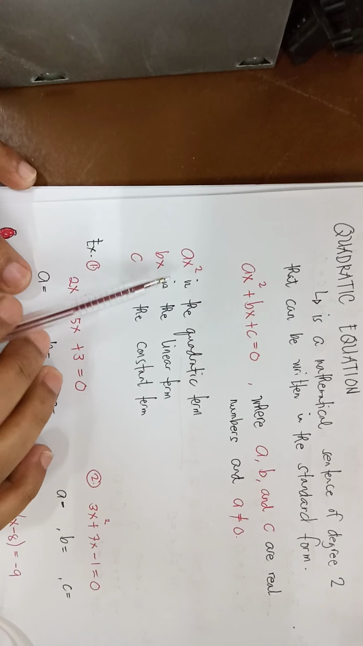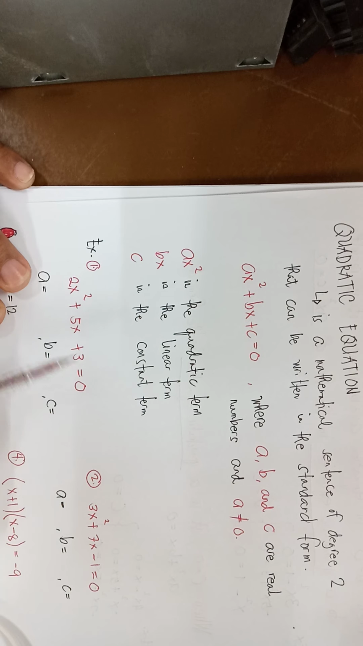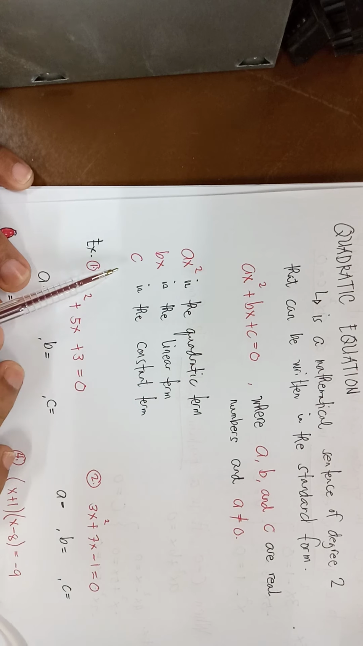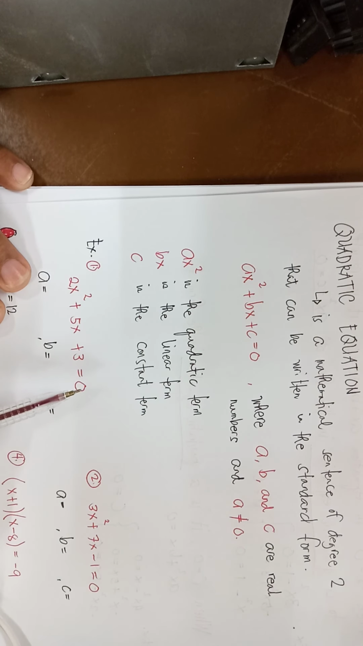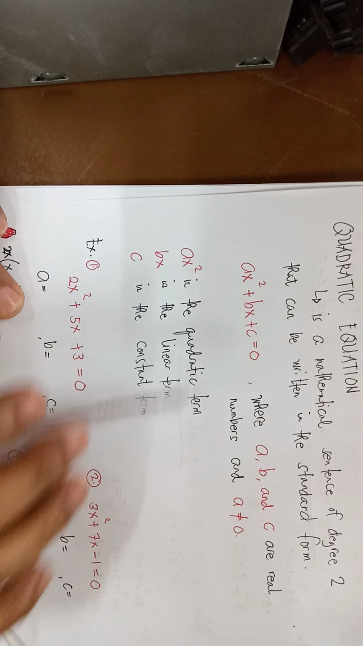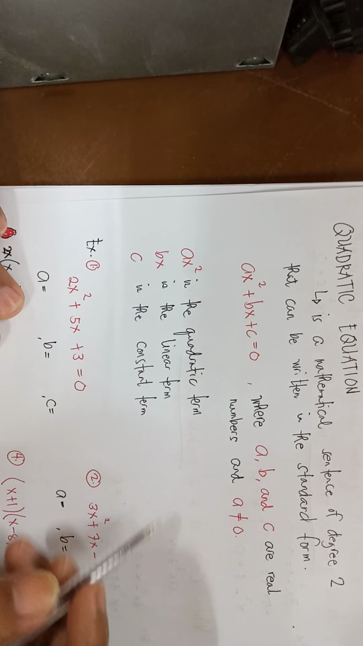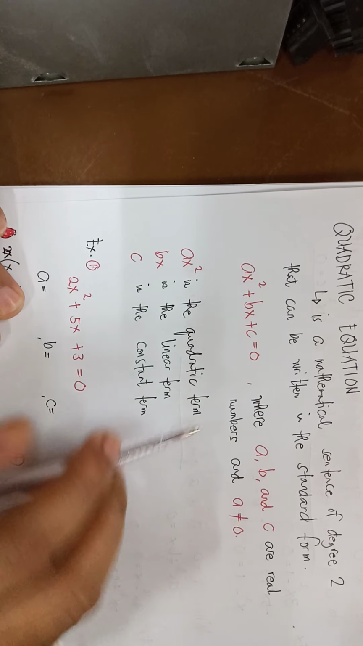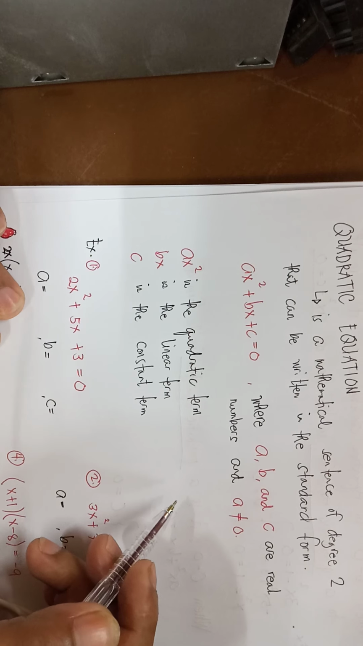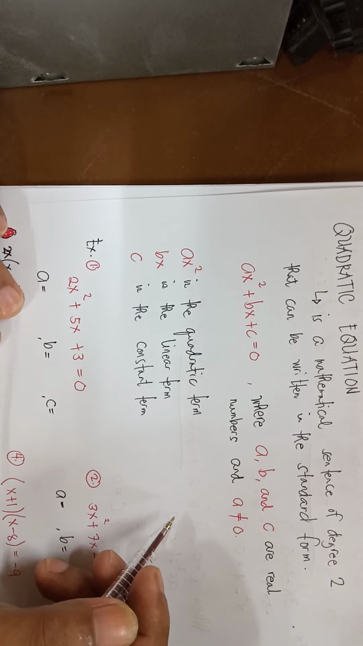Our ax squared is what we call the quadratic term, bx is the linear term, while c is the constant term. Now, a while ago I asked why a must not be equal to 0. Because if a is equal to 0, then the equation will not be a quadratic equation. It becomes a linear equation.